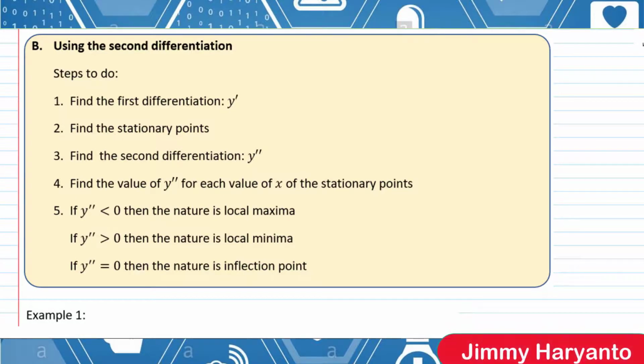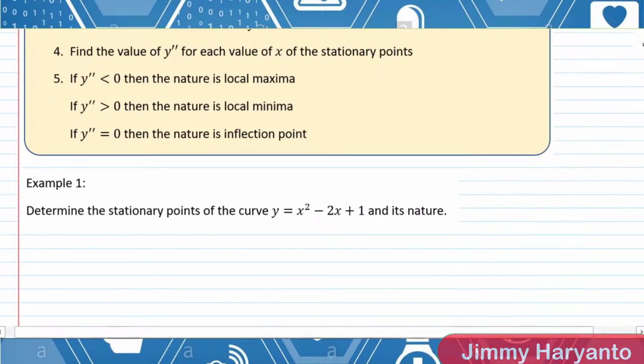And then number 5, if the y double accent is less than 0, that means the nature is local maxima. If the value is greater than 0, that means the nature is local minima. If the value is equal to 0, that means the nature is an inflection point.